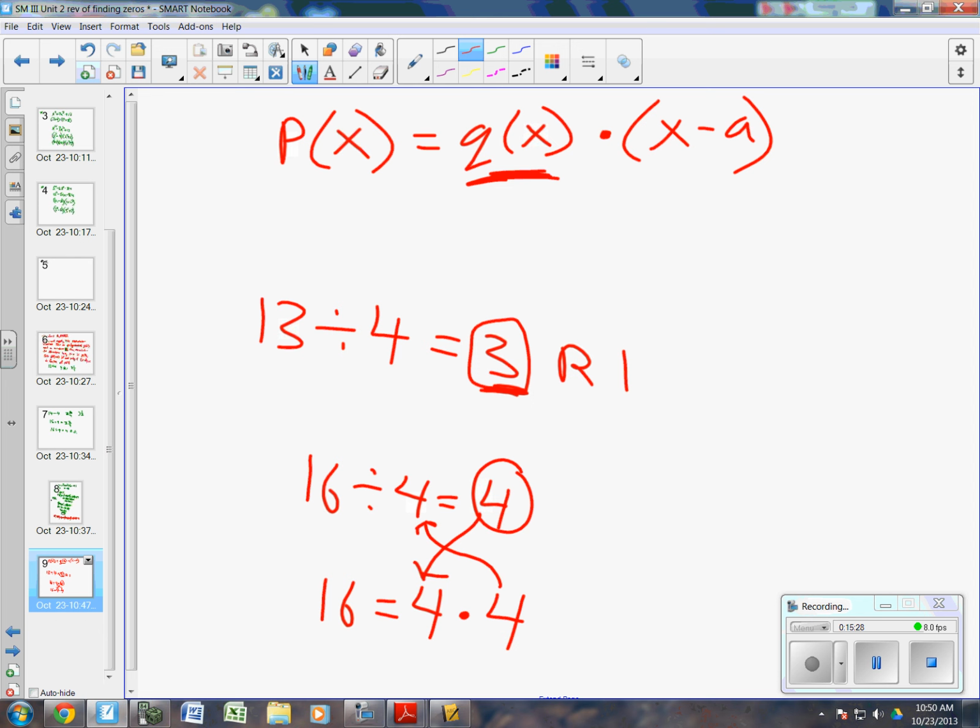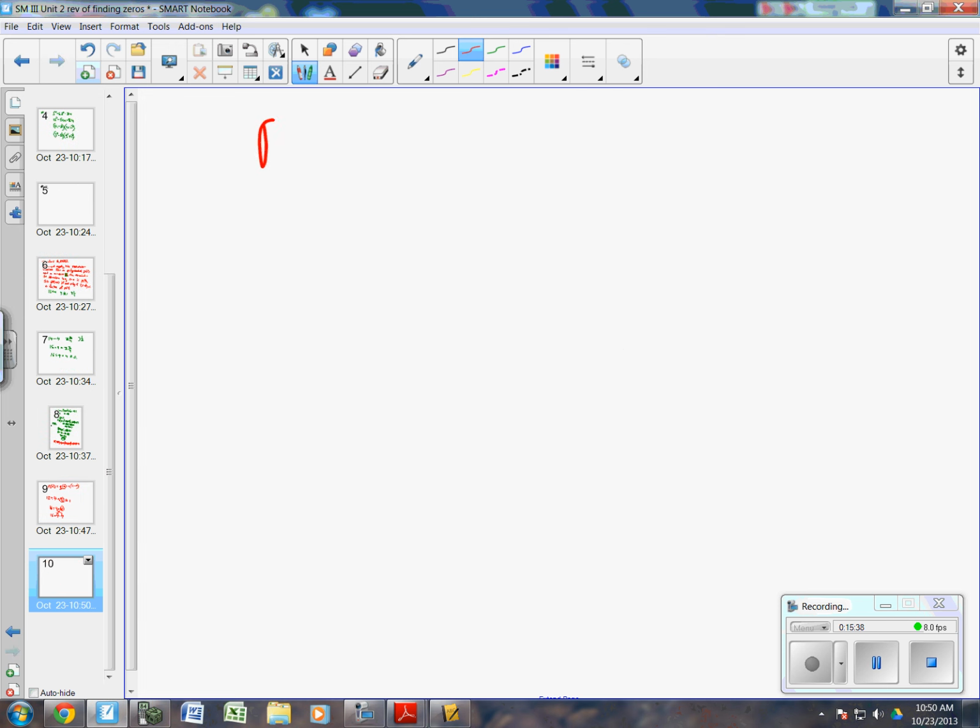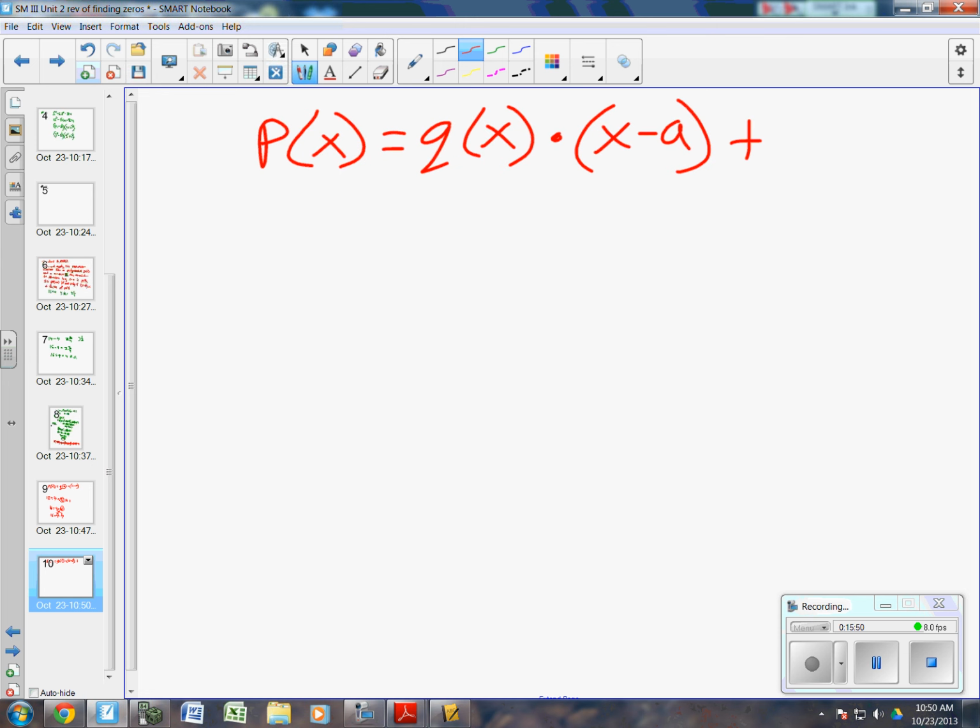What if the remainder was not 0? Then you're going to get something a little bit different. Then you're going to get P of X equals Q of X times X minus A plus your remainder, which is P of A. Remember when we did P of A, we got a remainder of negative 29 on that one problem? When we put 2 in there, because 2 had a remainder, 2 is kind of like that problem.